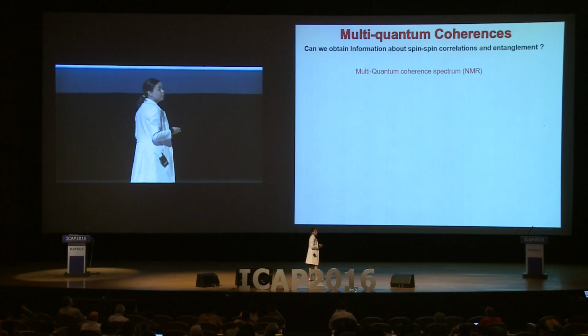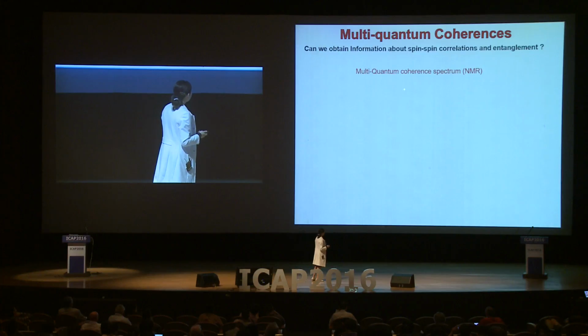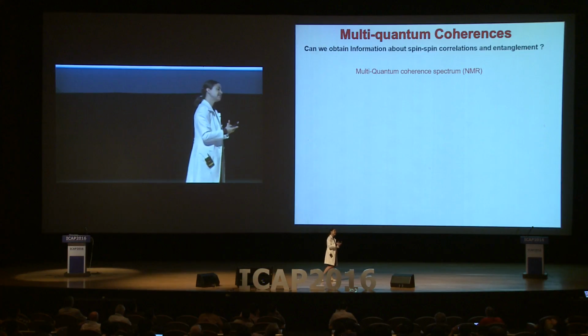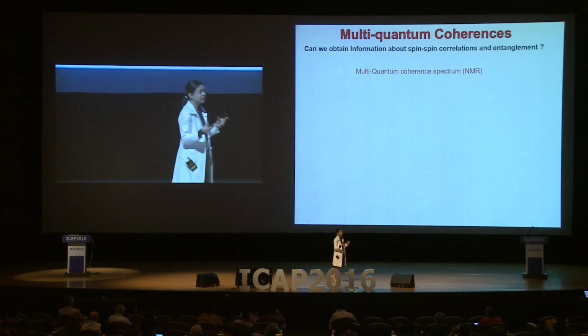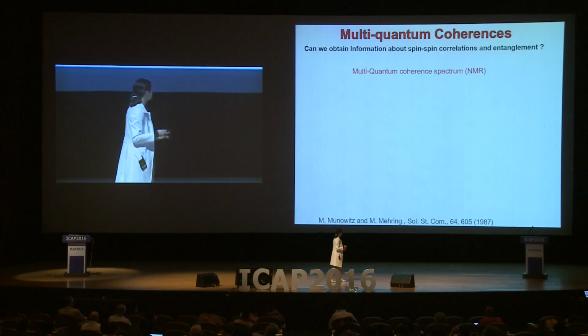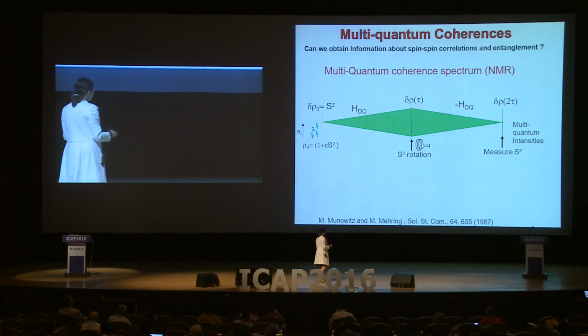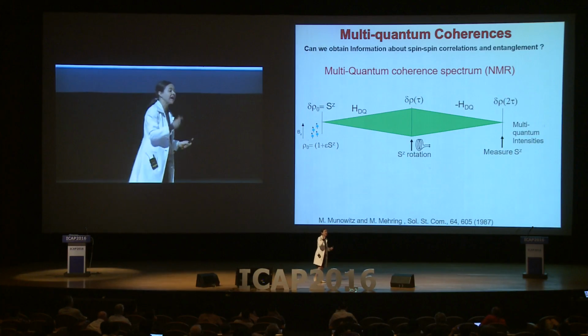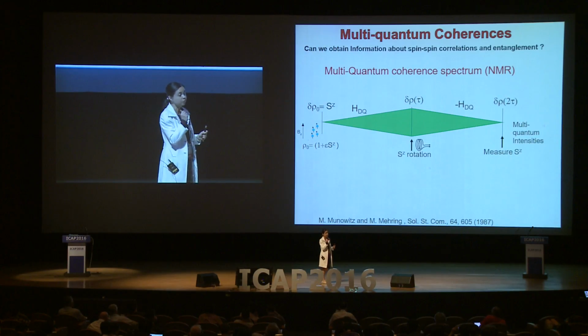What we are going to measure is the so-called multiple quantum coherence spectrum. That is a technique developed in NMR, trying to use very simple measurements to characterize the evolution of many-body correlations. Briefly speaking, this is what they do in NMR, and the only important ingredient that you need is the capability to reverse your Hamiltonian.